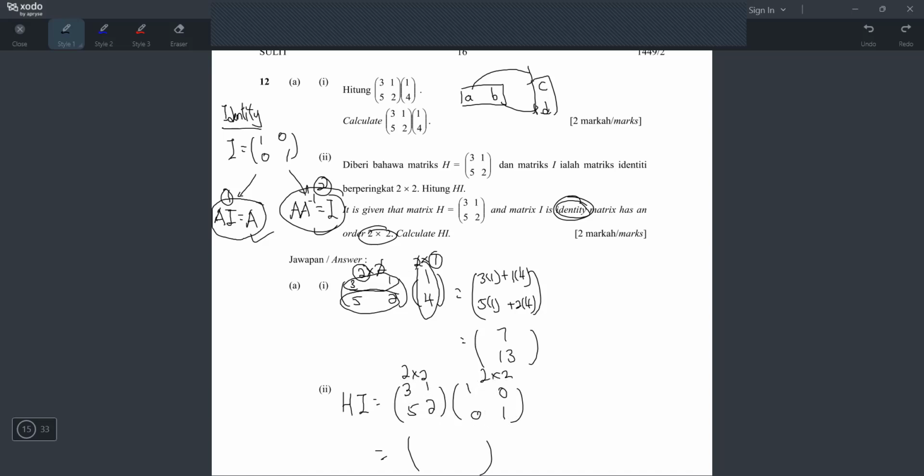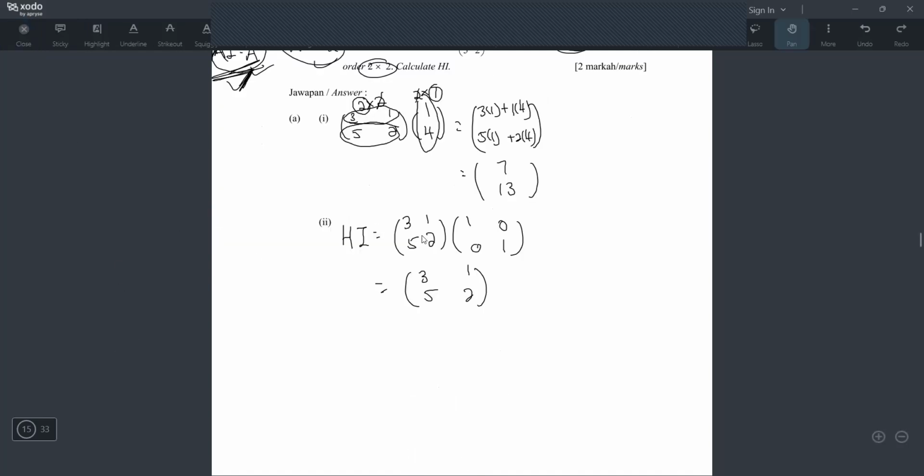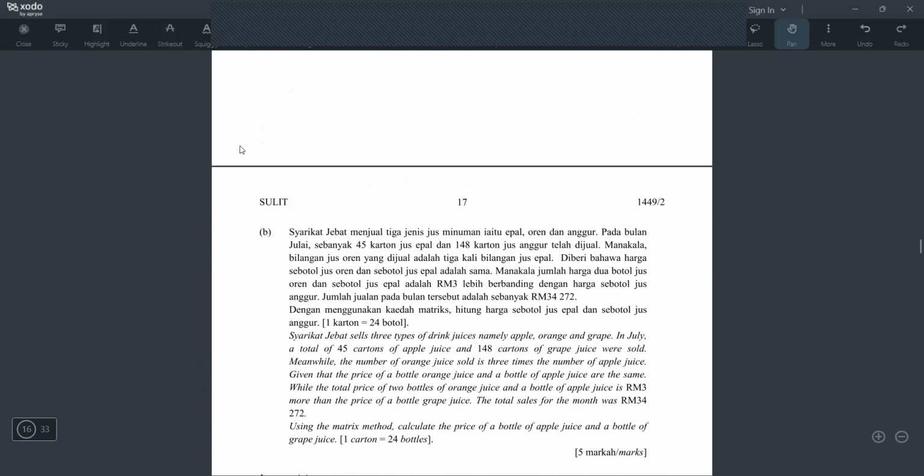You know why? Because when you multiply by the identity, I already said what happens. When you take any matrix and multiply it by I, by the identity, you will get itself. So what is 3152 times 1001? You will get 3152. Of course, if you are very diligent and want to do it slowly like I showed just now, horizontal times vertical, you can also do it, you will get the same answer.